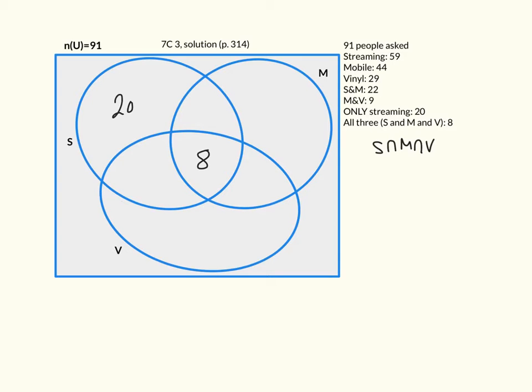Now we have the size of our universal set, which is 91, so we write that out here. And we'll start working out the rest of the information. Now I'm just crossing out the information that we have used, so all three, 8, only streaming, 20, and we'll just move on to a different number here.